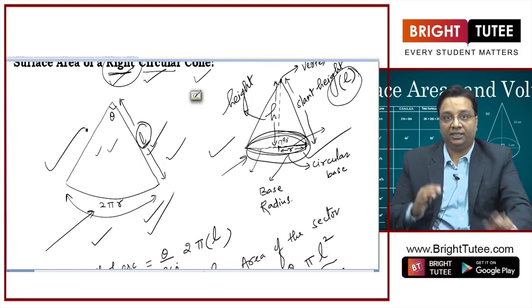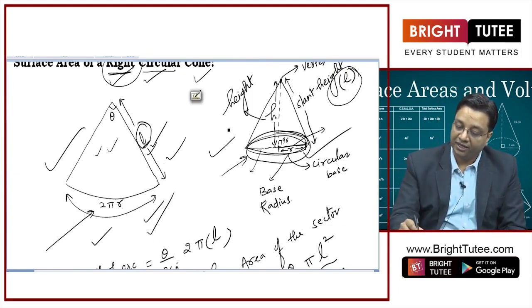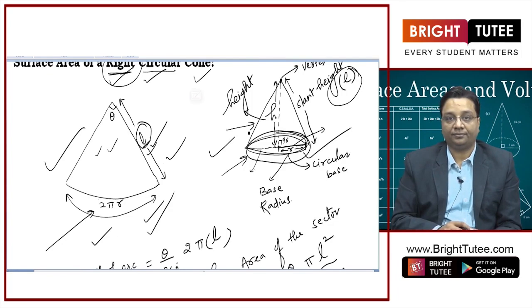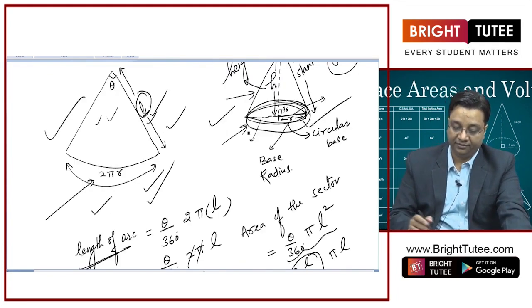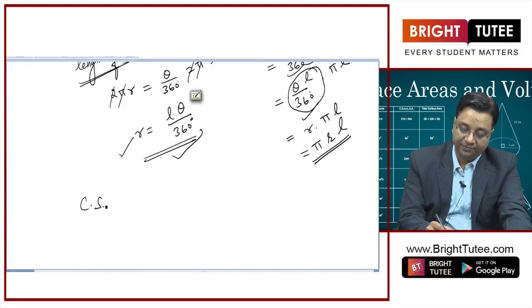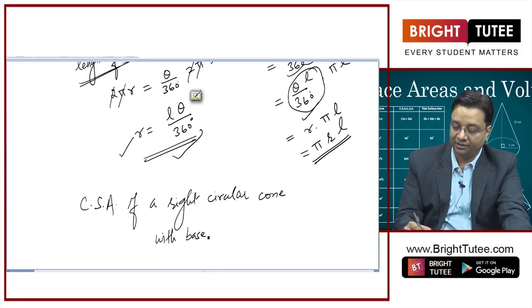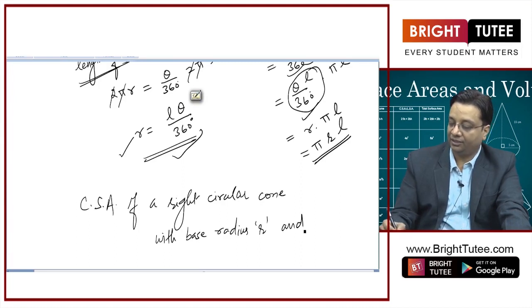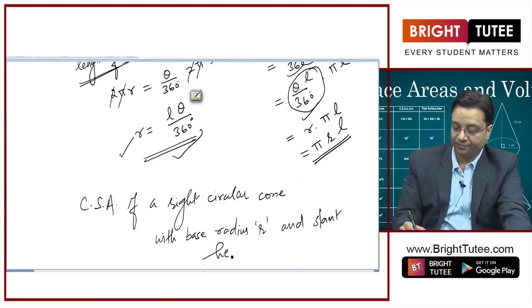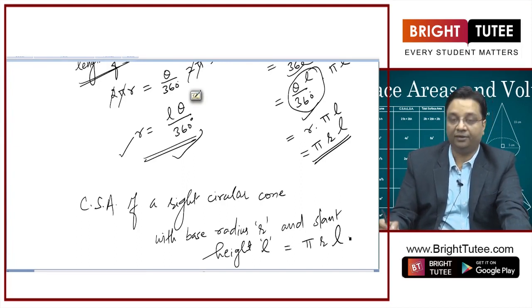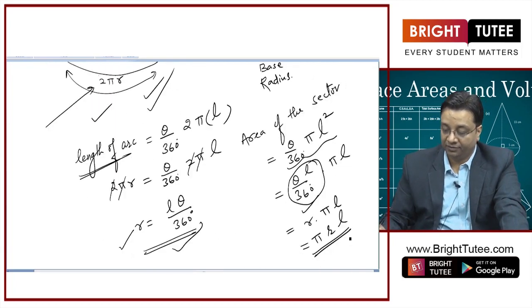Now, if you notice carefully, this sector is just the curved surface area of this cone. So, the curved surface area of a right circular cone with base radius R and slant height L is equal to pi R L. So, this is the first result that we have derived.